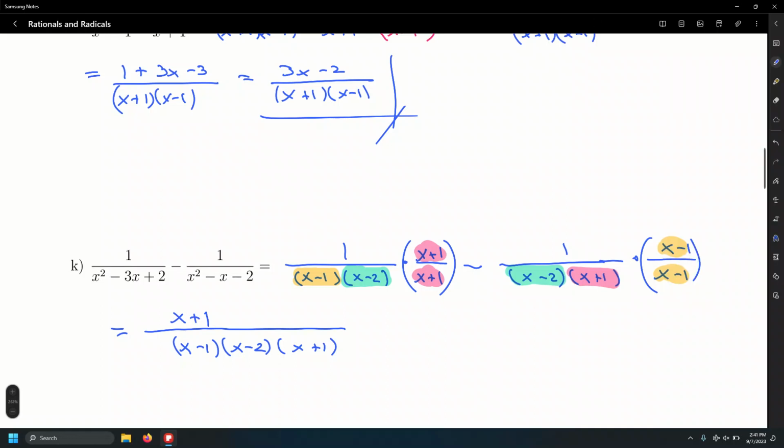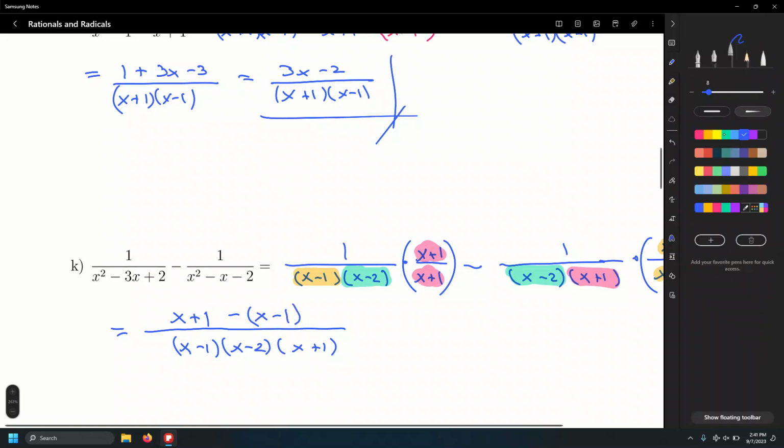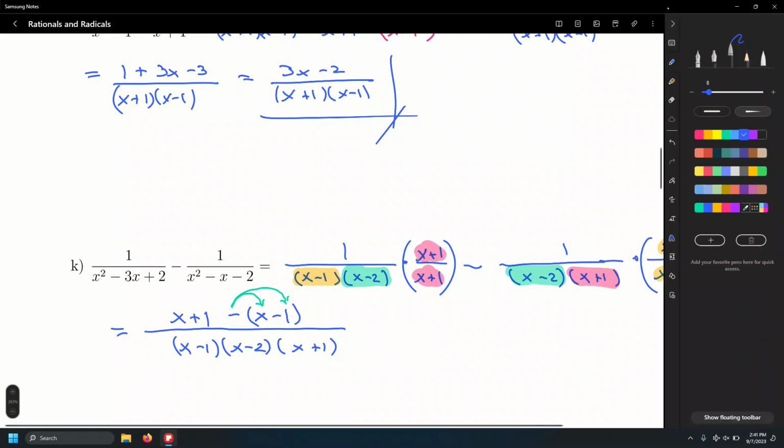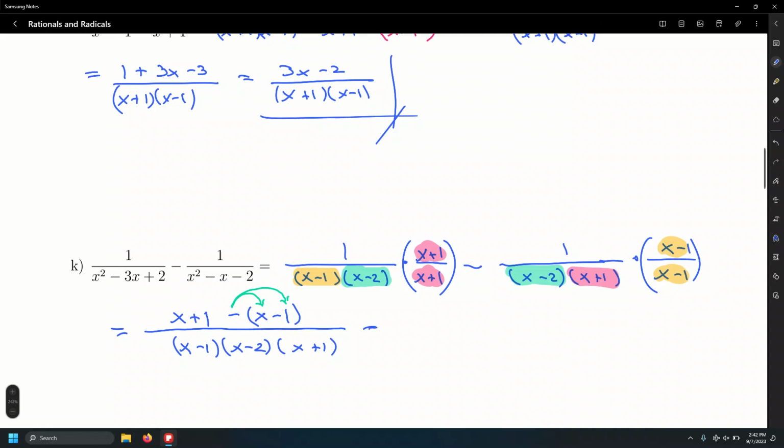And minus 1 times, careful with the minus. Whenever you have a minus, always keep the parentheses. That's because this minus will affect everything inside of the parentheses, and you need to change those signs in accordance with the change of signs, right? So that's going to be x plus 1 minus, x plus 1, divided by x minus 1, x minus 2, x plus 1.